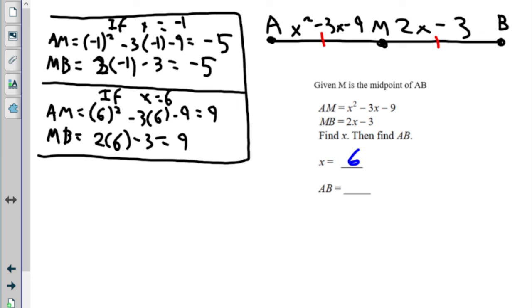And for A to B, well, I know A to M and I know M to B. They're both 9. And so if this is 9 and this is 9, then the entire segment is going to be 18. So again, we're plugging in and we're looking for our measurements to be positive. We discounted the -1 and said it's not an answer because my measurements ended up being negative.